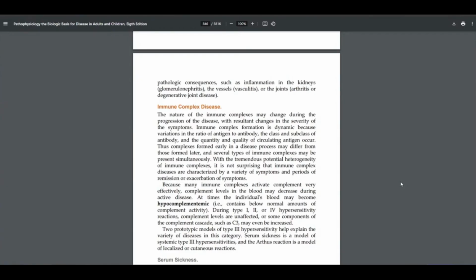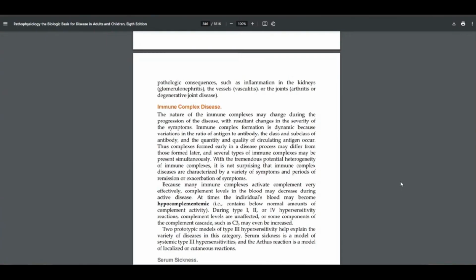Oh boy, glomerulo... Oh my god, speak, Chris, speak. Glomerulonephritis. Jeez, I am struggling today.